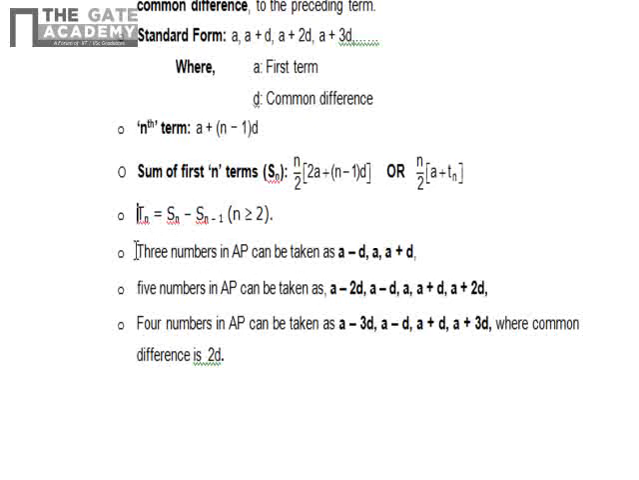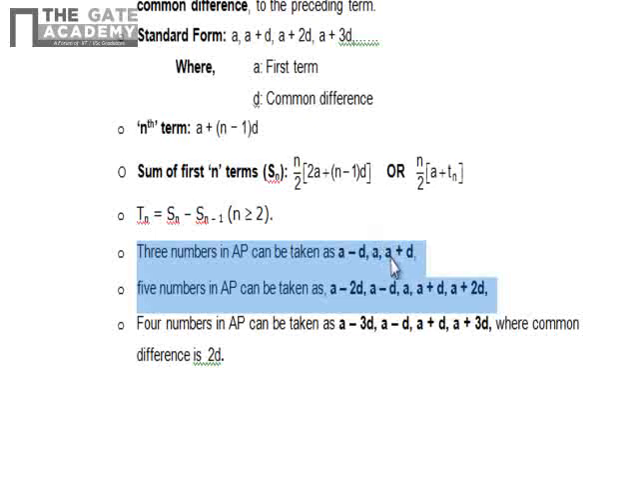Suppose there are 3 numbers which we have to assume which are in AP, then we'll take the first as a minus d, the second as a, the third as a plus d. If there are 5 numbers which we have to assume, then you'll have to take a minus 2d, a minus d, a, a plus d, a plus 2d. Suppose there are 4 numbers, then you'll have to assume a minus 3d, a minus d, a plus d, a plus 3d.